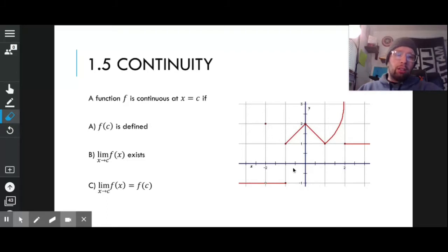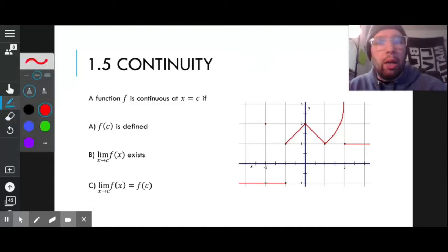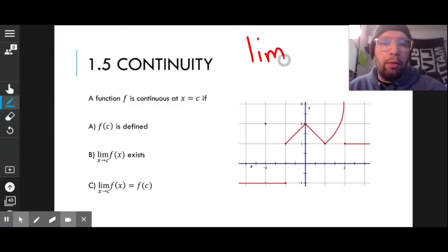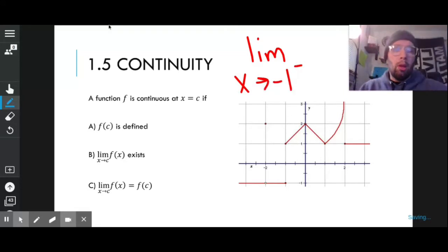If I were to find out the limit as x approaches -1 from the left, okay, the limit as x approaches -1 from the left of this picture right here. Here I am coming from the left, going to -1, going to -1, going to -1. I've made it. There's -1. All right. The answer is -1. Very good. How about going from the right? Going to -1, going to -1. Whoa. Oh, there I am.